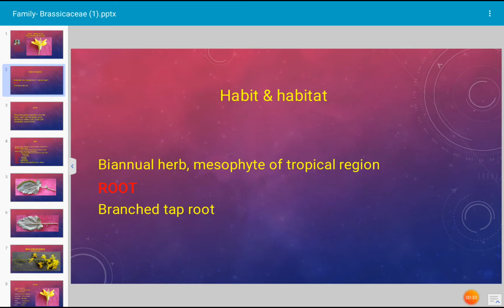It is a biennial herb. It is a mesophyte and a very common plant of tropical regions. It is cultivated for its seeds as an oil-yielding crop. Okay. How is the root of this plant? The root is branched and it is a taproot system. Taproot system means it is a dicot plant. Next.